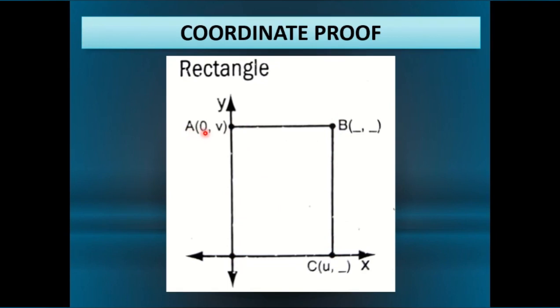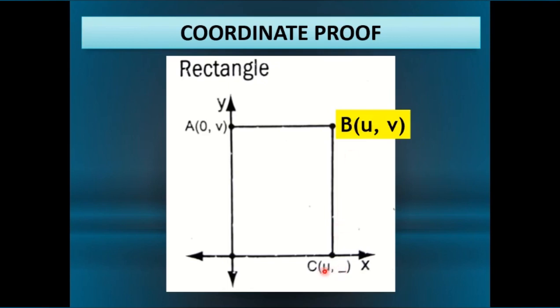So if point A is 0, V, then for the point B here, we form a horizontal line. So what is common between point A and point B will be the y coordinate. The y coordinate of point A is V, so its y coordinate will also be equal to V. Then its x coordinate will be, since we form here a vertical line, so what is common is the x coordinate. The x coordinate of our point C is u, so this will become u, v.